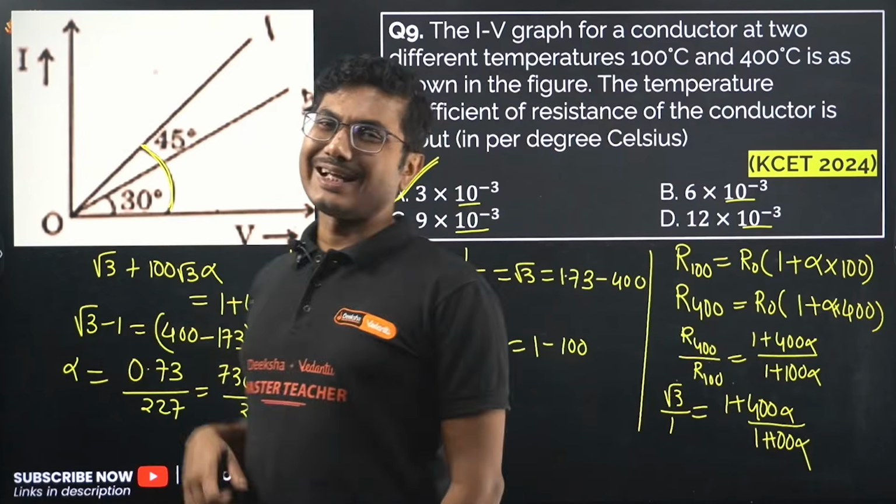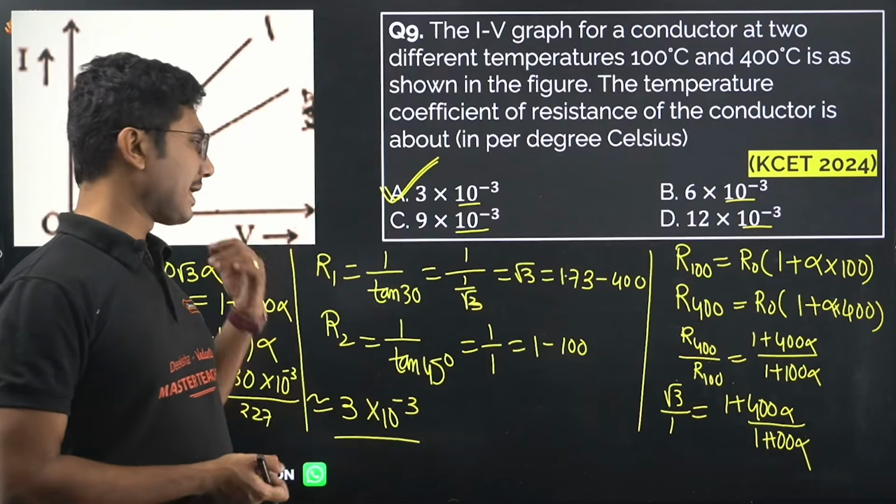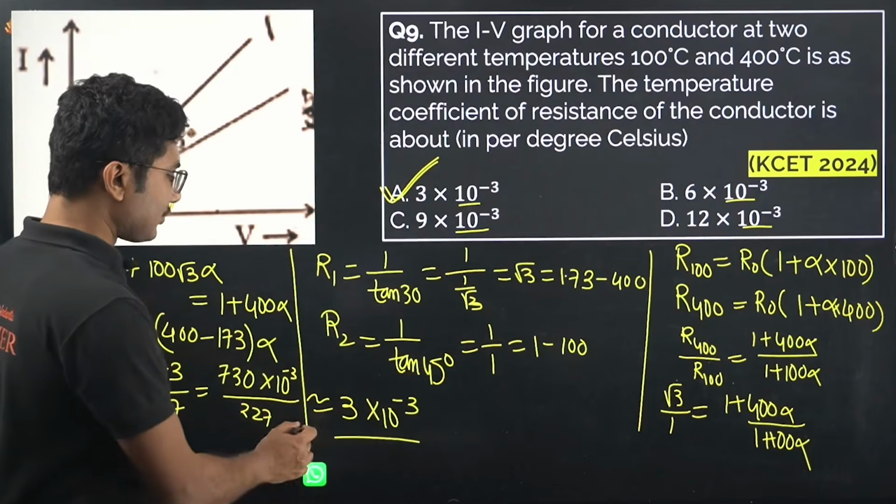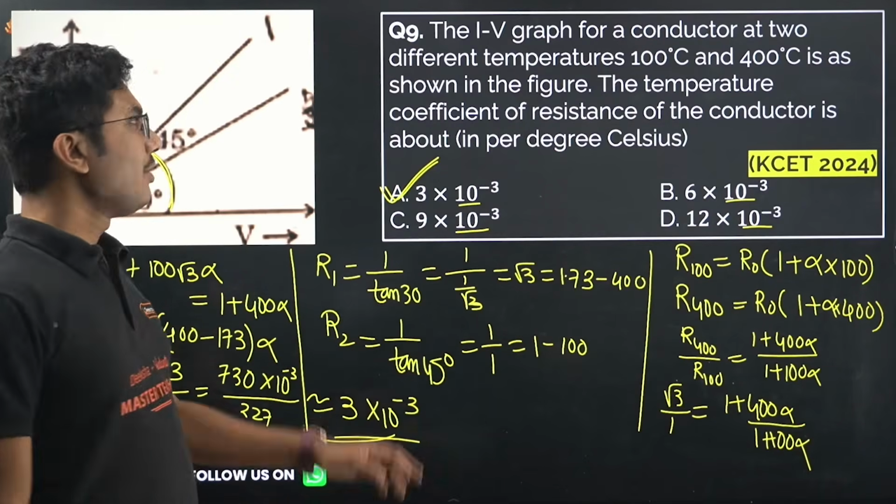Okay, if you take the exact value of root 3, exact value everywhere, you might get the correct answer, but as I mentioned, this is also perfectly fine.